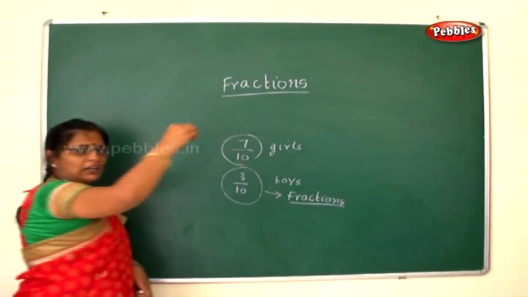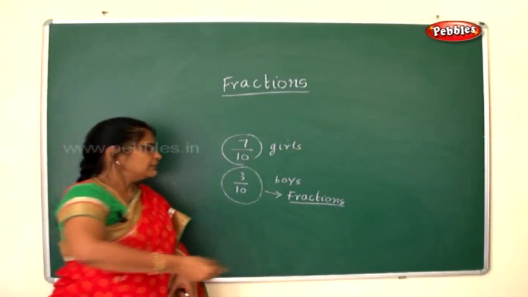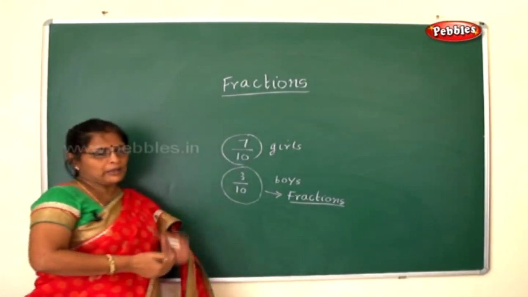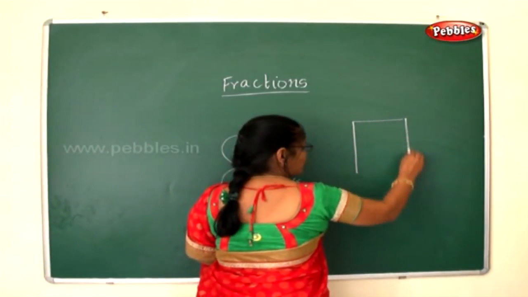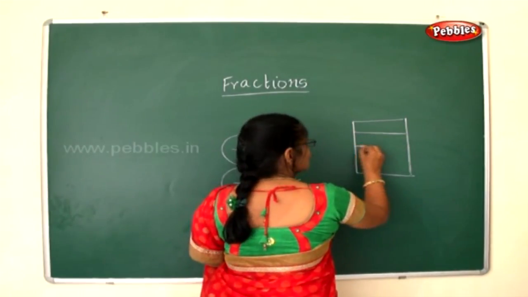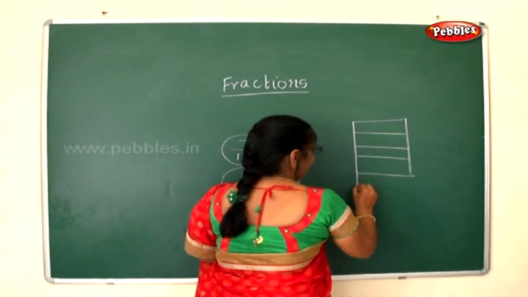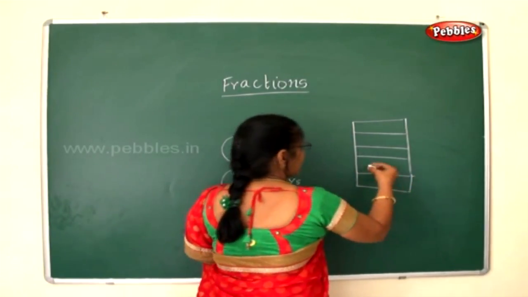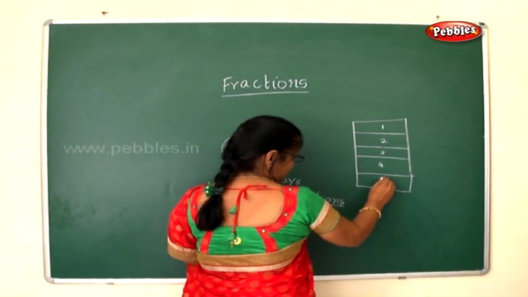And one more story with this I'll tell you. There was a girl called Ranjita. During a holiday she wanted to help her mother. There was a small wardrobe in her house. There were 5 shelves: 1, 2, 3, 4 and 5.